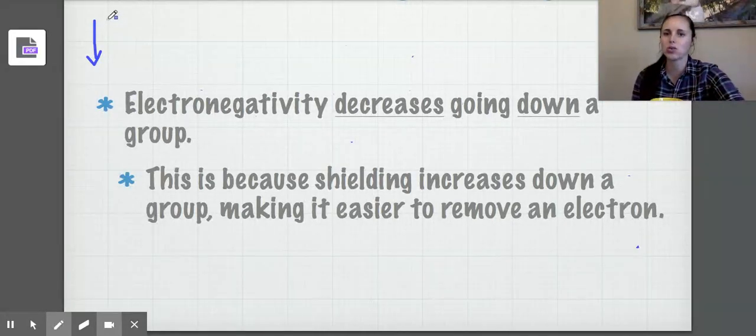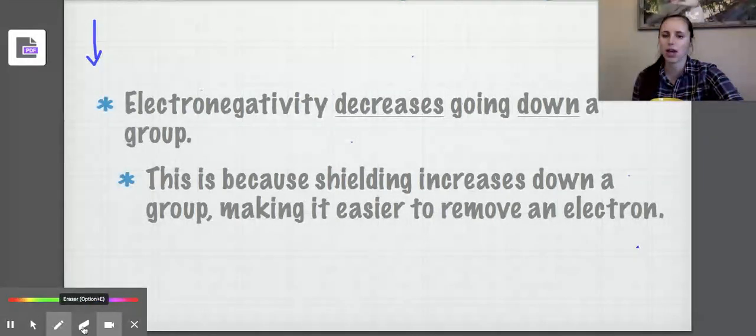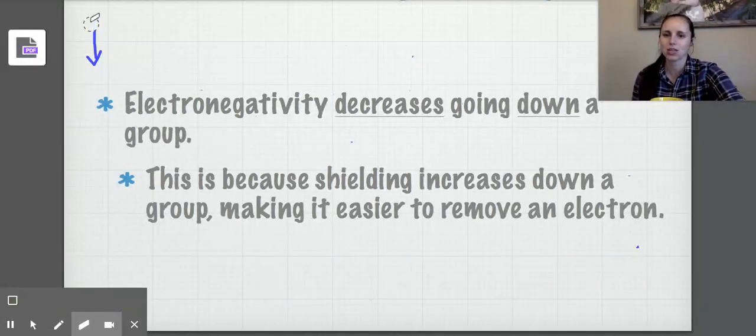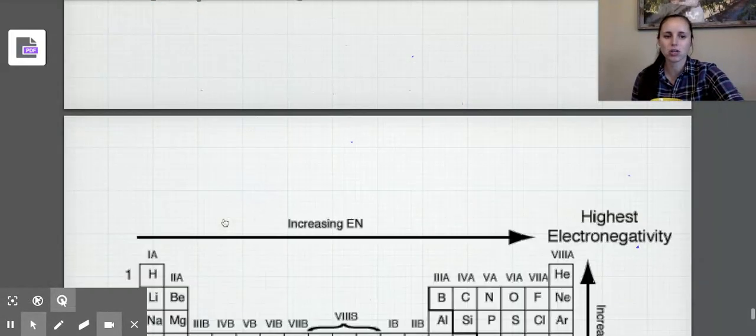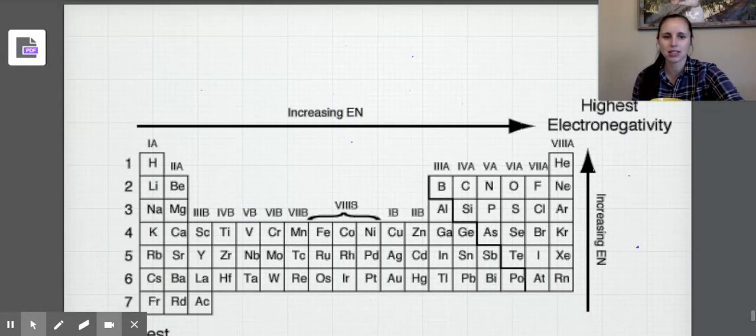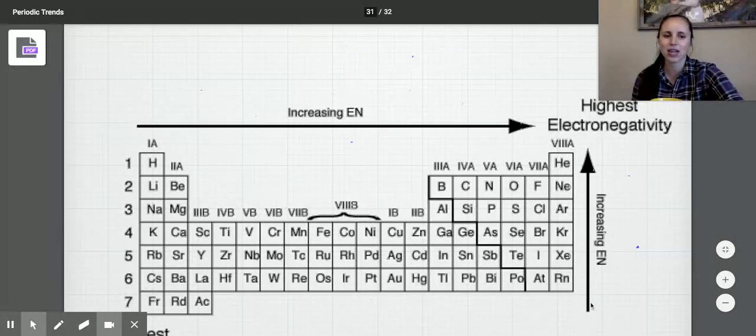So as we go down a group on the periodic table, we're going to see that our electronegativity decreases. So what does this look like in terms of a periodic table? It looks like this, where our highest electronegativities are here and here. So our most electronegative atom should be helium, right? Not necessarily true. Why is this not true?